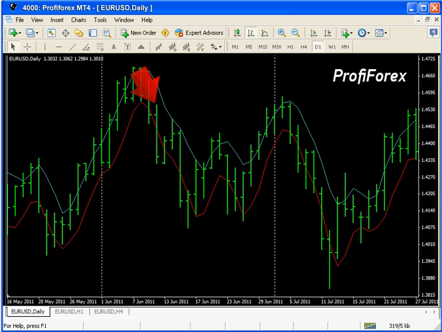When the trend turns downward, we sell on the 3-bar maximum and fix profit on the 3-bar minimum. The method is quite easy, but it requires self-control and strict adherence to your strategy.